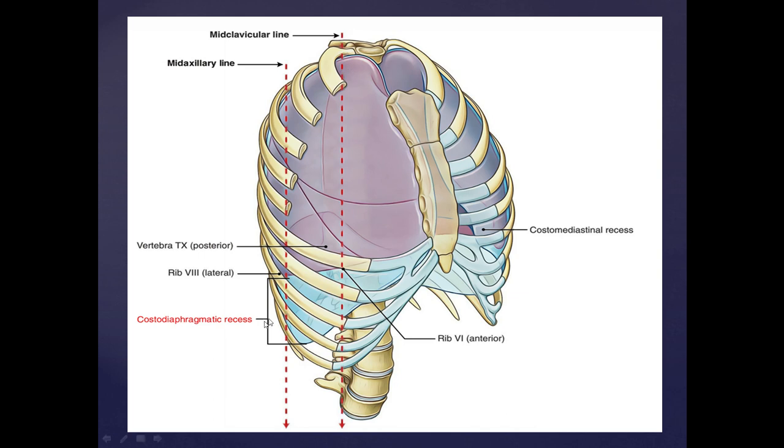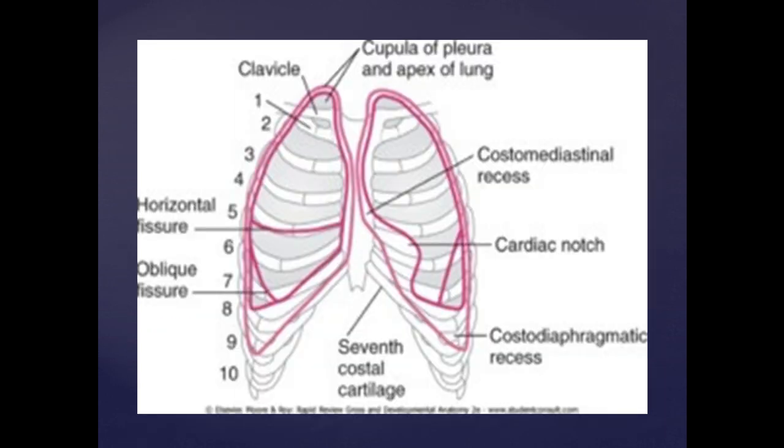If we can see over here, this is the costodiaphragmatic recess. In this slide, we have also shown you two lines, the mid-clavicular line and the mid-axillary line. Let's see once again. This is the costodiaphragmatic recess, and anterior to it lies the costomediastinal recess.